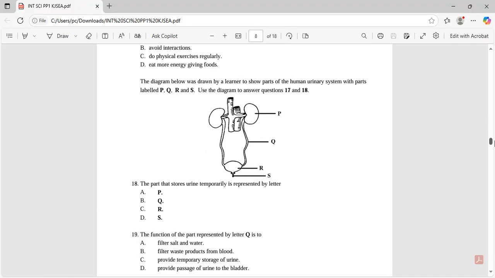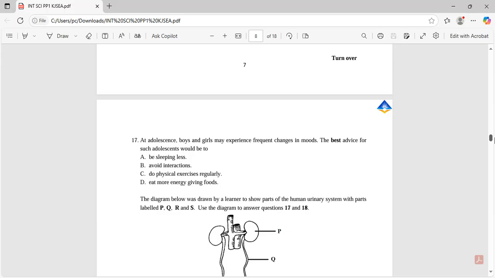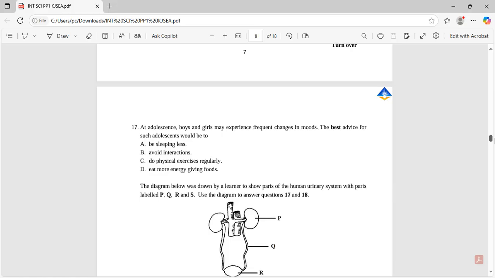Again, we move on. During adolescence, boys and girls may experience frequent changes in moods. The best advice to such adolescents would be: sleeping less, avoid interaction, do physical exercises, eat more energy-giving foods. So do physical exercises regularly. So 17C, do physical exercises regularly.